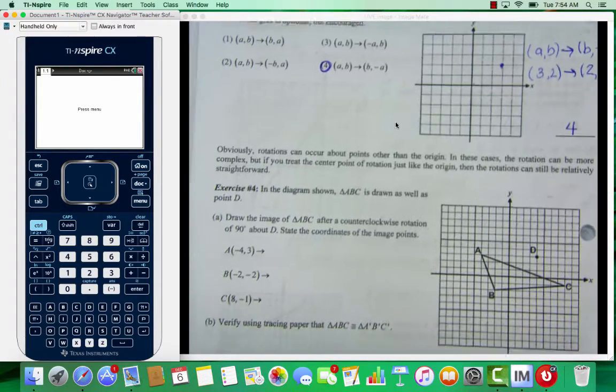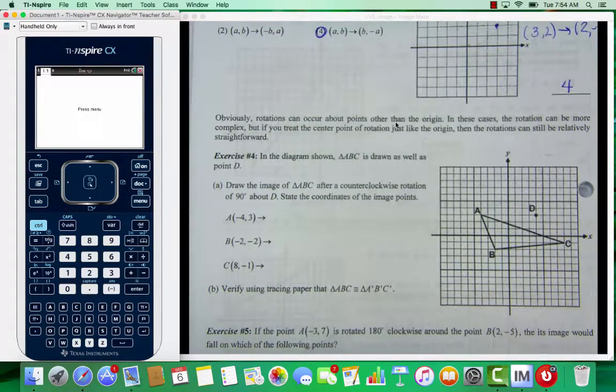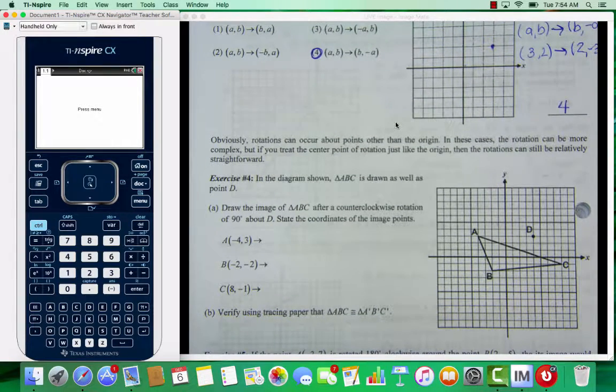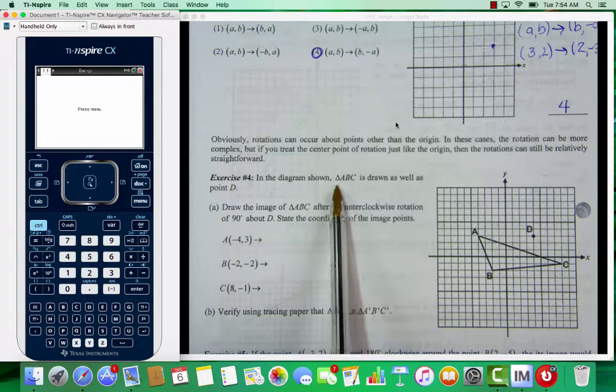Okay, so something that we looked at quickly back in our transformations chapter is just a quick reminder that you can rotate around other points that are not the origin, and when you do that, just make that other point look like the origin and still rotate like we've been rotating. So in exercise 4, we have the diagram shows us triangle ABC and it's drawn, and we also have a point D. And what we want to do is draw the image of triangle ABC after a counterclockwise rotation of 90 degrees around point D, and then state the coordinates of the new points.